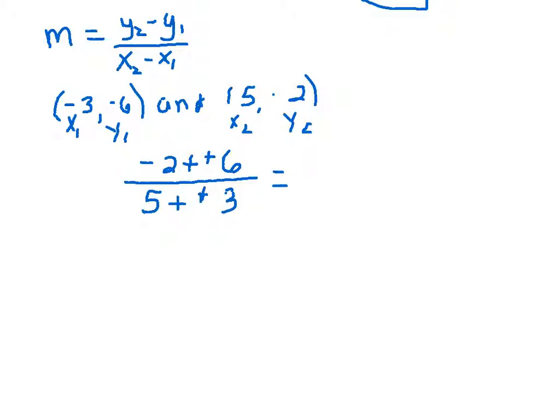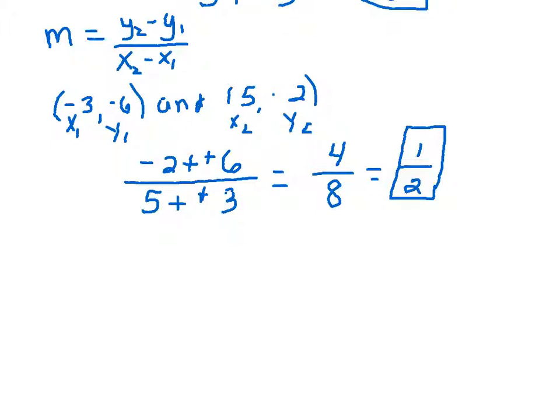Now let's just crunch the numbers. Negative 2 plus 6, that's going to give us 4. 5 plus 3, that's going to give us 8. And obviously we can reduce this. 4 goes into both of those numbers. 4 goes into itself once. 4 goes into 8 twice. We have no negative signs to worry about, and that is how you find the slope.